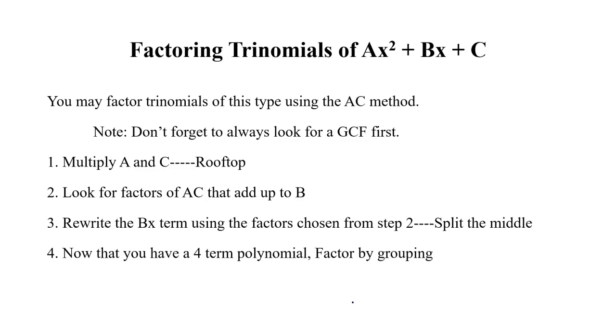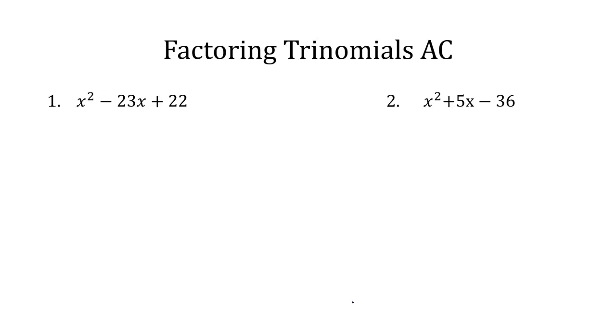Then you're going to rewrite B using those two factors to kind of split the middle. So you'll have the 4 terms now. So instead of 3, we're writing 4. So then it becomes grouping, like what we did in the last section. So group the first 2, group the second 2, take out the GCFs. The parentheses have to be in common, and then you can write your new parentheses. All right, so let's put it to practice.